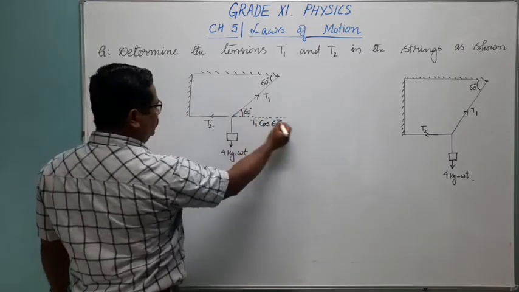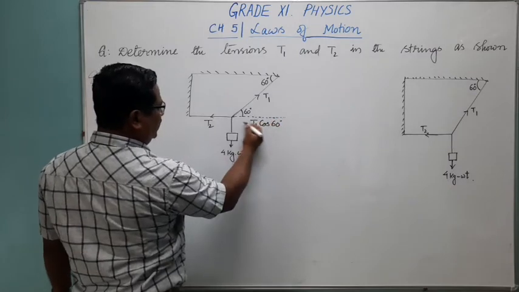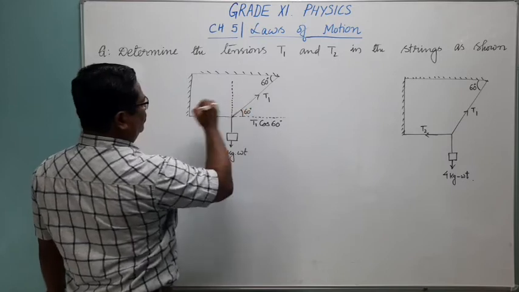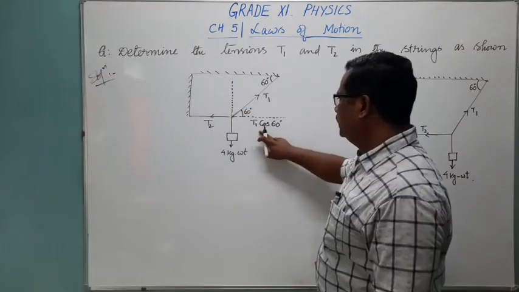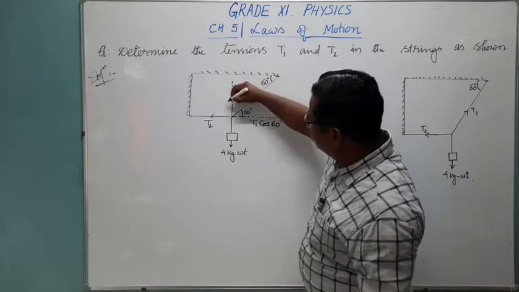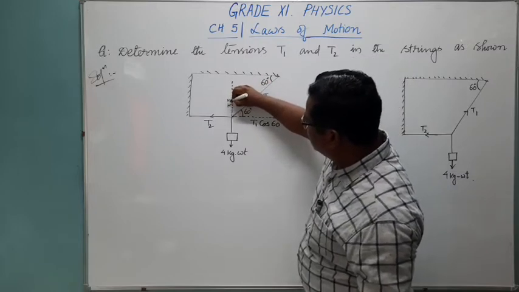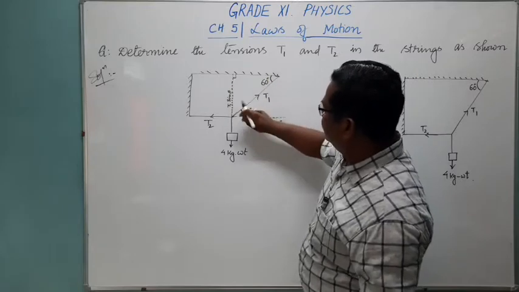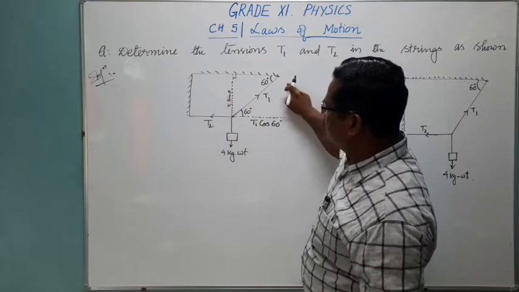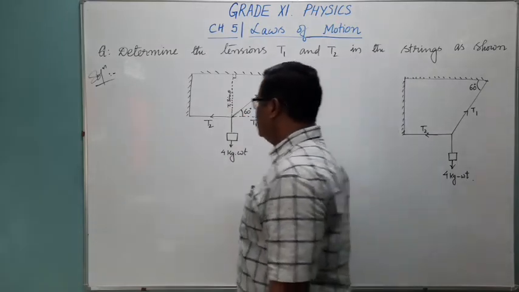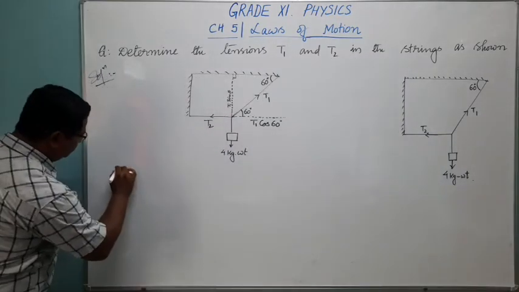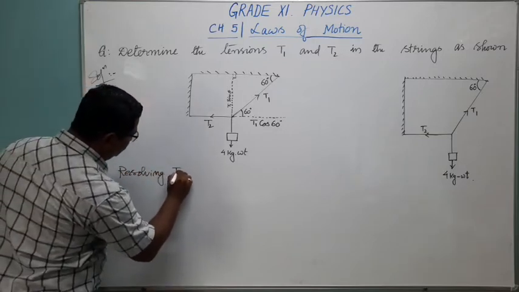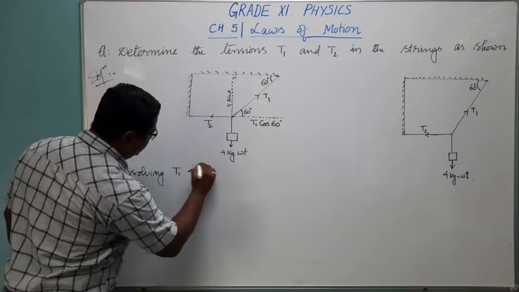Like that, one component of a vector you will get along the horizontal direction, and one component along the vertical direction. If one component is T1 cos theta, the other component will be T1 sin theta. If you complete this up to here, you get a 90 degree. This is the opposite side and this is the hypotenuse, so it will give us T1 sin theta. So you write like this, resolving T1 into its components.